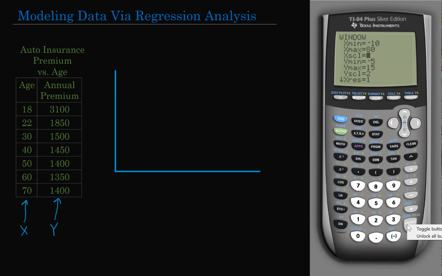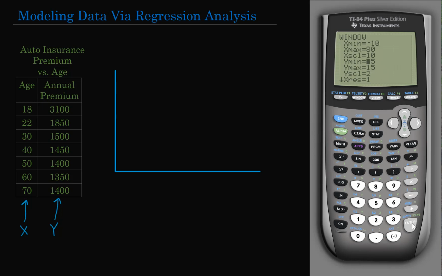To get 10 tick marks, I take the 80 minus the -10, which is 90. So I've got to go 90 steps total. Divide that by 10 gives me 9. 9's kind of an odd number to count by. So I'm going to put in something very close to 9, but is an easy number to count by: 10.